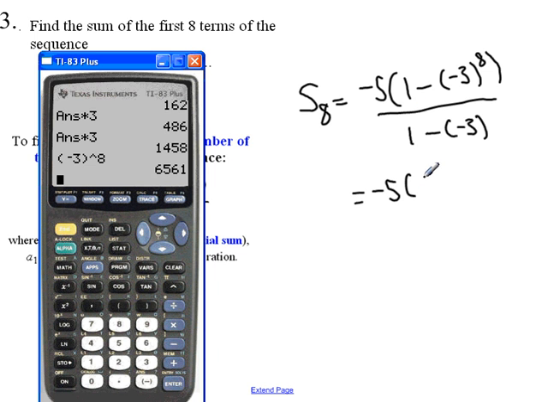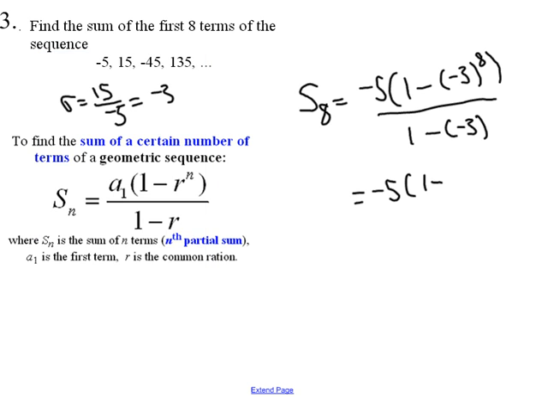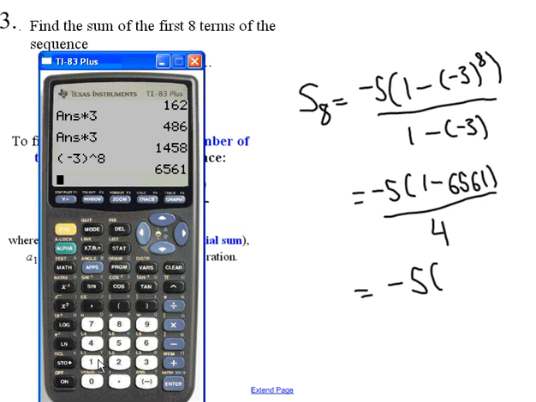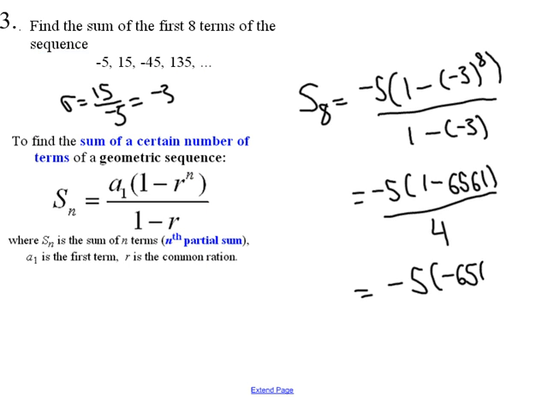6,561. So it's going to be 1 minus 6561 over 1 minus negative 3, that's 4. Keep, change, 1 plus 4. So that's going to be negative 5 times, so that's 1 minus 6561, negative 6560 over 4.